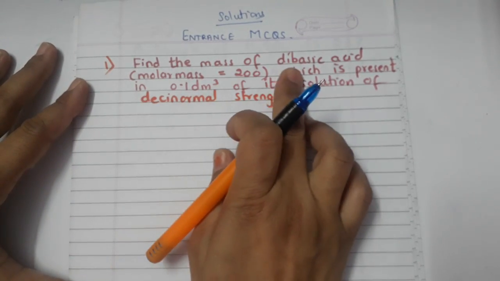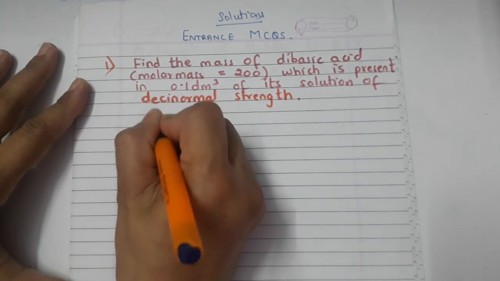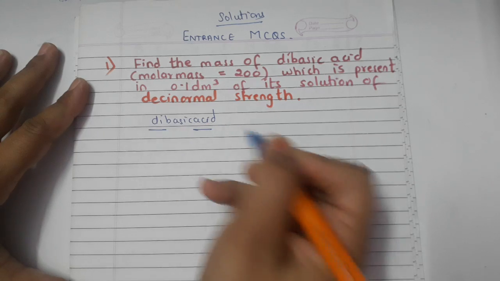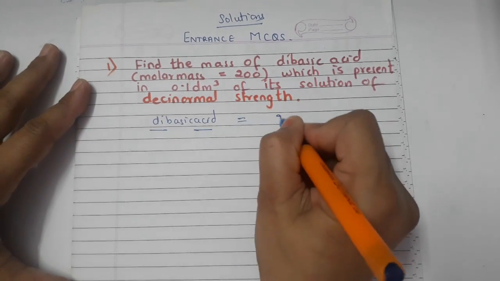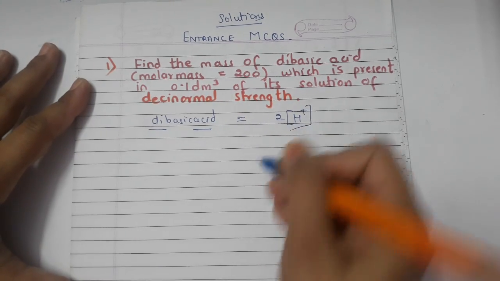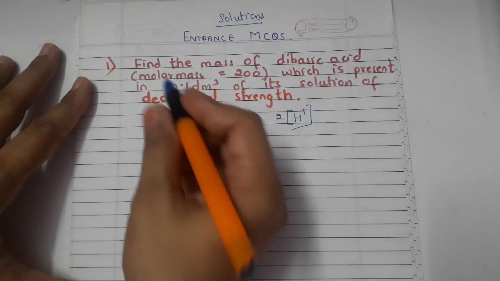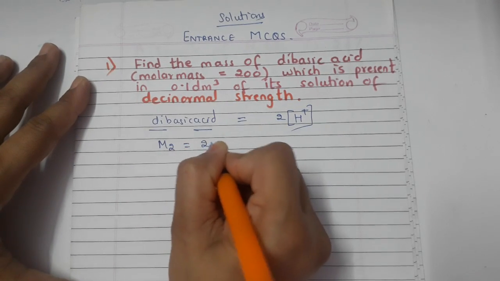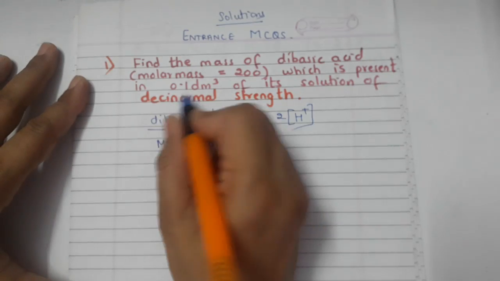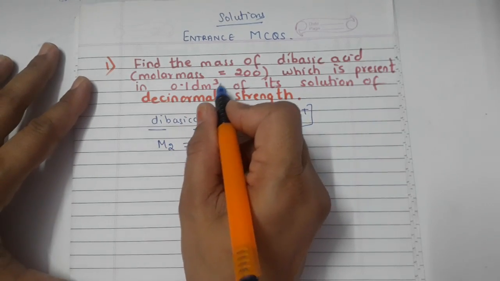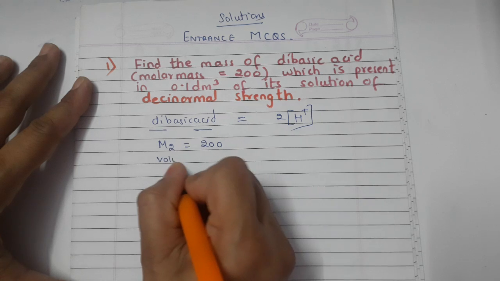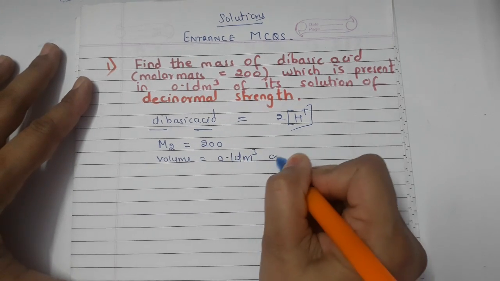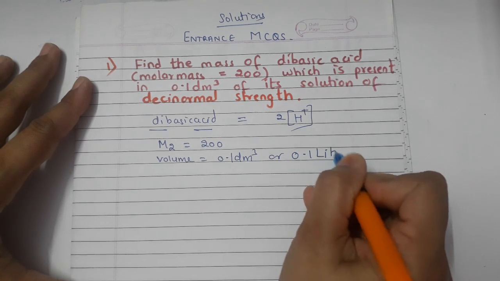Find the mass of a dibasic acid. Students, first of all, dibasic acid means it is having 2 H plus ions. Okay, you have to remember this. Now, its molar mass M2 is given, 200, and its volume is given: 0.1 decimeter cube, or I can write it as 0.1 liters.